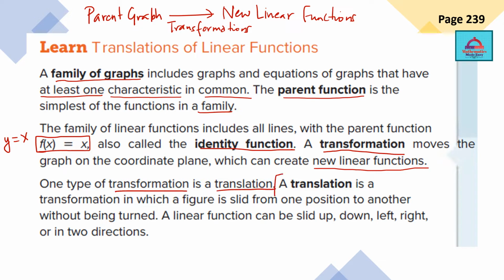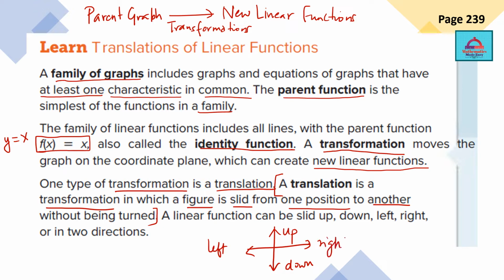In this video we are going to focus on translation. I will give you the definition now. A translation is a transformation in which the figure is slid, or moved, from one position to another, without being turned. This is very important. Now, what can be the direction? Let's see. It can go up, it can go down, it can go to the left, or it can go to the right. So accordingly you'll have horizontal and vertical translations. Let's see how we have these kinds of transformations and translations in great detail.